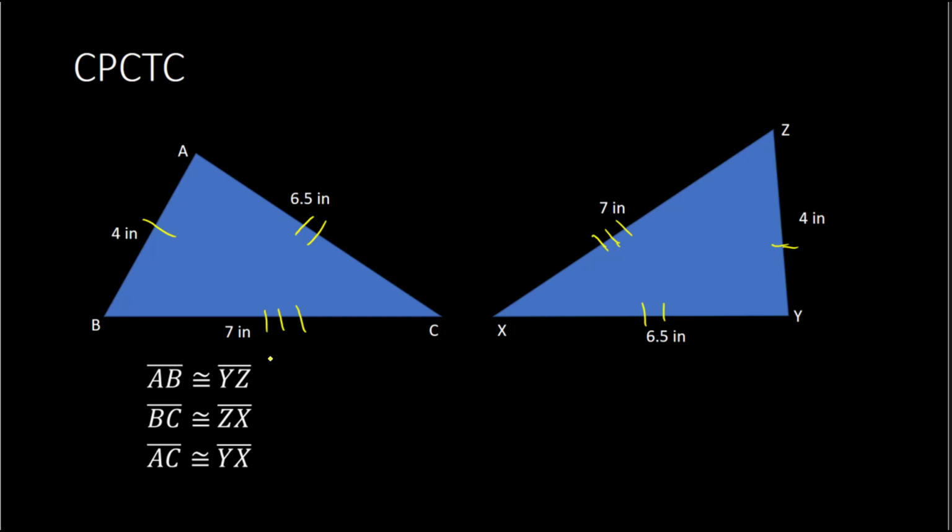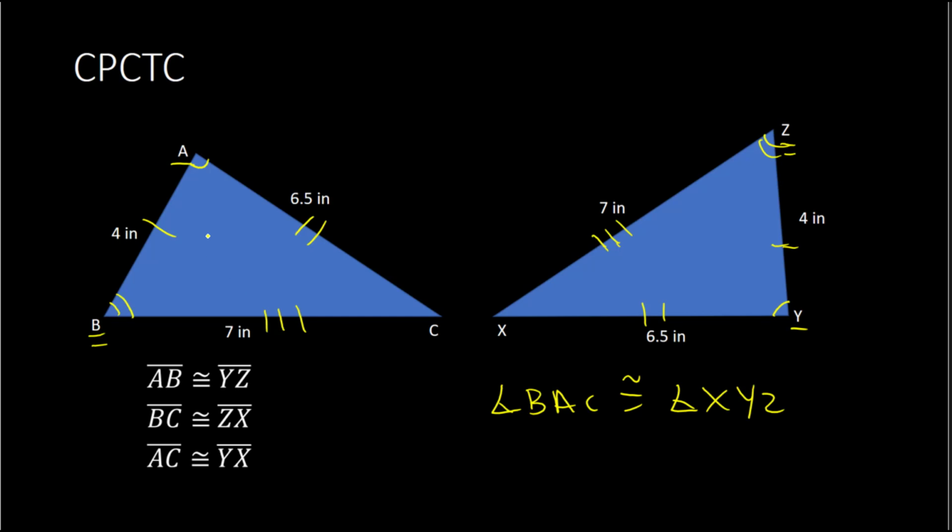Next we have the angles. So as we said, A corresponds with Y. So that angle up here corresponds with this angle down here. So the angle can be named as angle BAC, and the other angle is going to be XYZ. And those ones are congruent. And then the B corresponds with the Z up here. So that angle is going to be congruent to this angle up here.